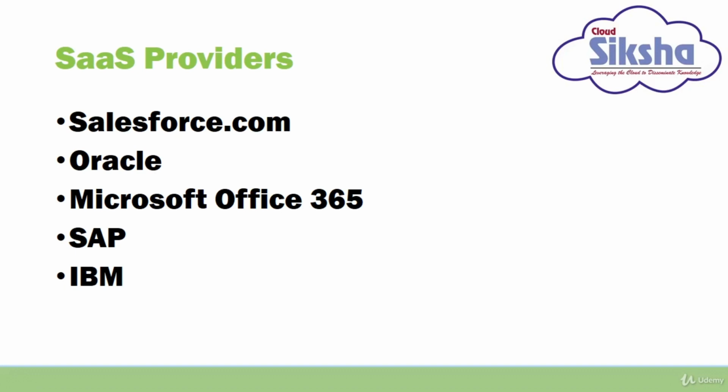Oracle also gives you a database as service type of cloud, as well as it provides you other software of Oracle Financials, PeopleSoft, etc. as a software as service. We have Microsoft 365. We know that this is something which we use, and this is also a software as a service. SAP has also started providing software as a service, and then we have IBM, which has a lot of software as a service with it.